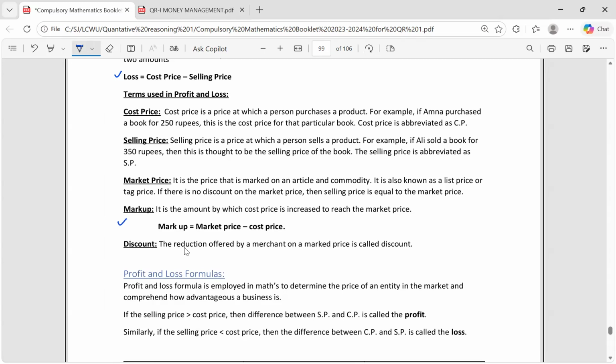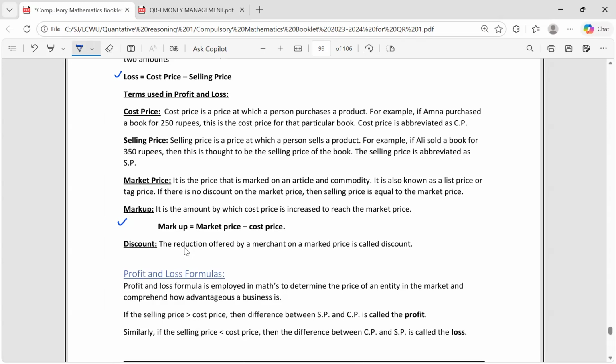Markup is the amount by which the cost price is increased to reach the market price. So markup is the difference of market price and cost price. Discount is the reduction offered by the merchant on a market price, because sometimes to sell the product, merchants make some offer like 10% discount or 20% discount, etc.